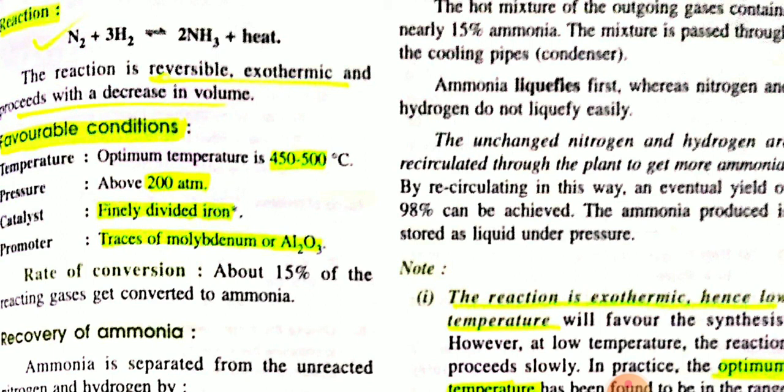for this reaction is 450 to 500 degrees Celsius. You have to remember the conditions for this chemical reaction, the industrial preparation of ammonia gas. The favorable conditions are: optimum temperature 450 to 500 degrees Celsius, pressure 200 atm, catalyst used is finely divided iron, and promoter used is traces of molybdenum or aluminum oxide. These are the 4 important conditions for the preparation of ammonia gas.